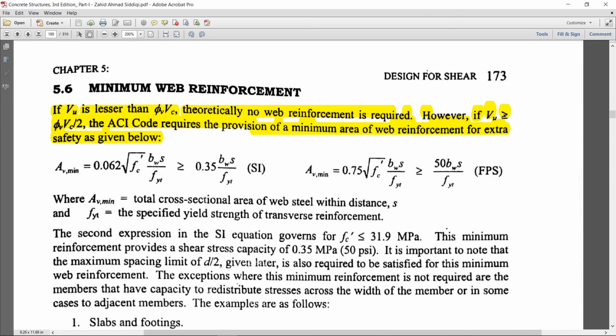Means if your applied shear is greater than or equal to half of the concrete shear capacity of the beam, then at least minimum web reinforcement should be provided. The tie reinforcement, stirrup reinforcement, is also called web reinforcement, Av minimum. So in case the applied shear is so small against the capacity of the section, then at that time minimum reinforcement must be provided as per ACI. That is the criteria.